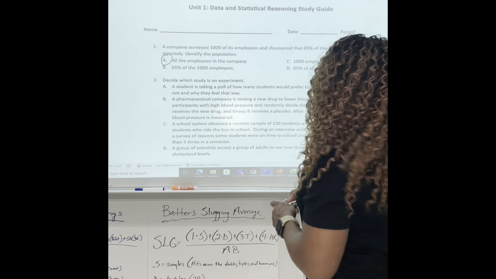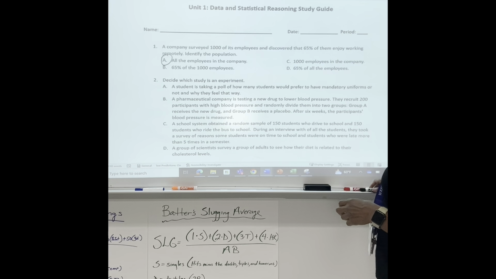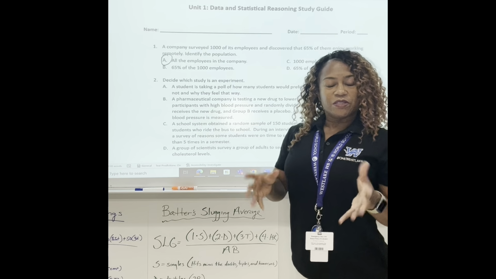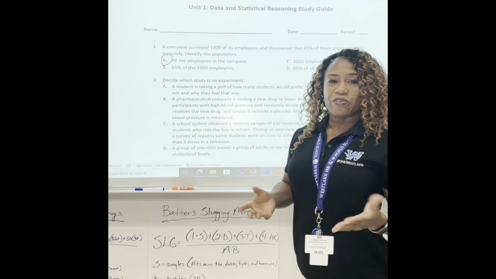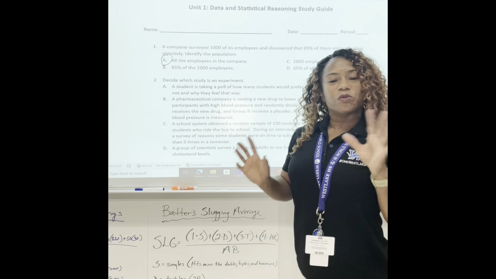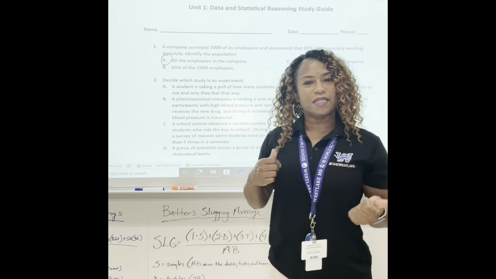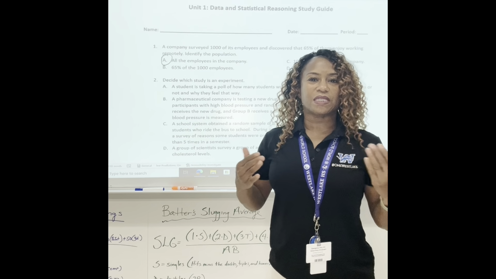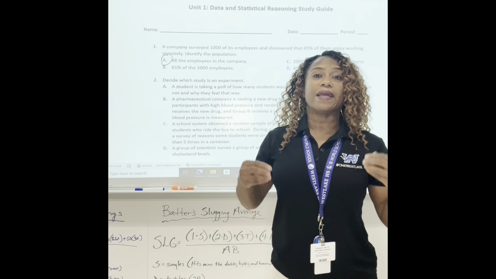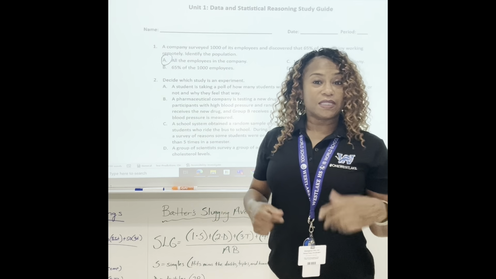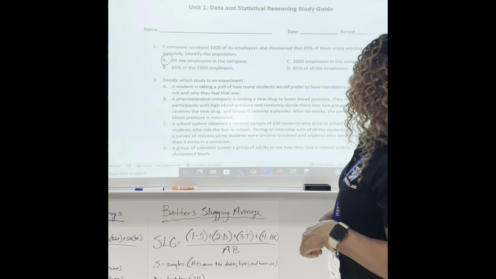Number two, decide which study is an experiment. And we talked about the difference between observational studies, we talked about surveys, things like that. But when we're talking about an experiment, we're talking a little bit more in depth. We're looking at independent variables, dependent variables, things that can be manipulated by the actual person conducting the study. So let's take a look at which one fits that mode.